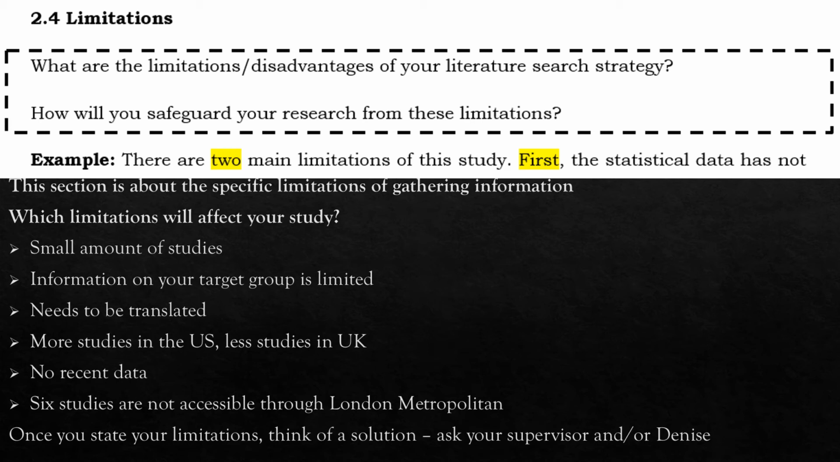Generally most people will have two or three limitations. And writing that solution is very important, because if you just write limitations, then a question beckons: why did you choose to research this topic if there are so many limitations? So it's imperative that you think of a solution, a remedy to counteract these limitations.